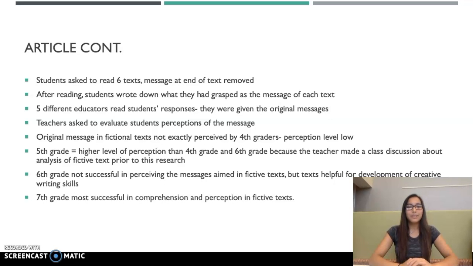The original message in fictional texts was not exactly perceived by fourth graders. Their perception was a little lower. Fifth graders had a higher level of perception than fourth graders and sixth graders, but this was because their teacher held a class discussion about analysis of fictive text prior to this research being conducted. Sixth grade was not successful in perceiving the messages aimed in fictive texts, but texts were helpful for development of creative writing skills. And seventh grade was obviously the most successful in comprehension and perception of fictive texts.